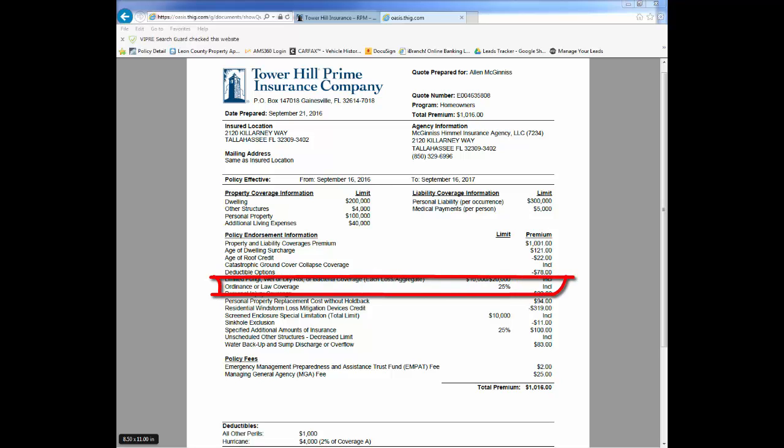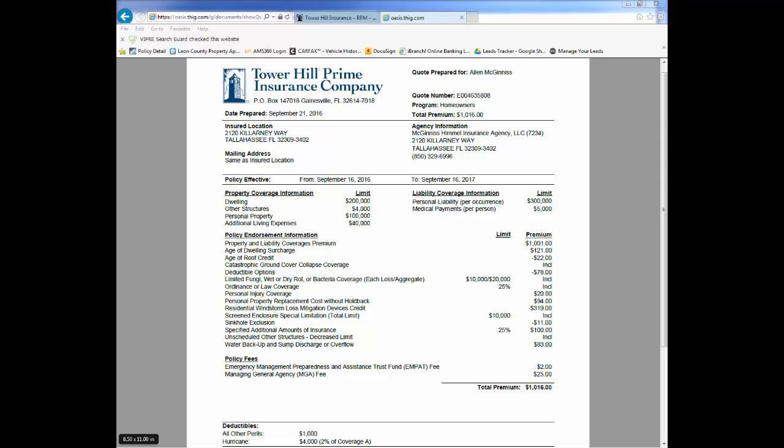And then ordinance or law coverage. This is an important one. This is additional coverage for upgrades that you need to make to the house at the time of a claim to comply with building codes, current building codes. So if you've got an older house, when they go to repair it or rebuild it, if they have to make changes or incur costs that are above what it would normally take to rebuild it the way it was because you have to build it to new codes, there's an amount of coverage for those upgrades.